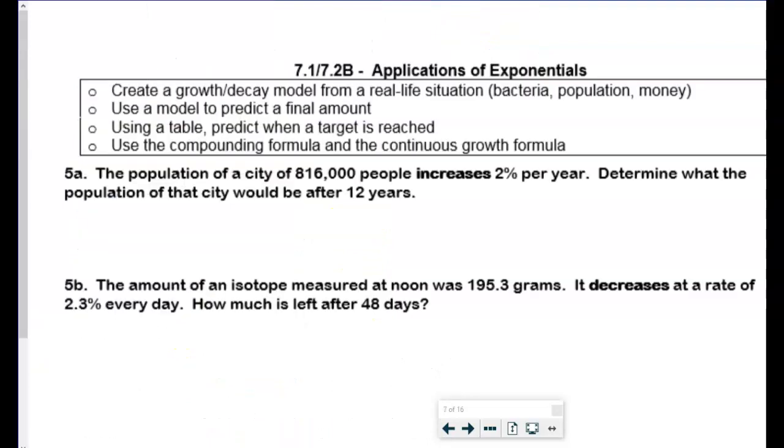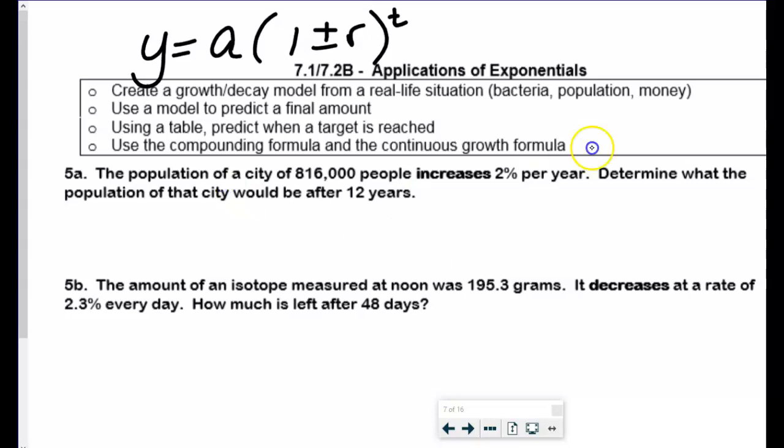Alright, so try those. Now we're on to the applications. At no point am I going to make you memorize the application formulas. They're going to be given to you. So on this set of questions, I will have this formula written down. It'll say A times 1 plus or minus r to the t power. So whether you're growing or decaying is dependent on the question. You got to read the context clues. And then A stands for the initial amount, and then r is the rate written as a decimal.